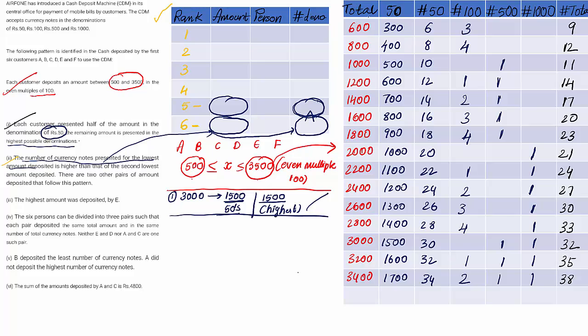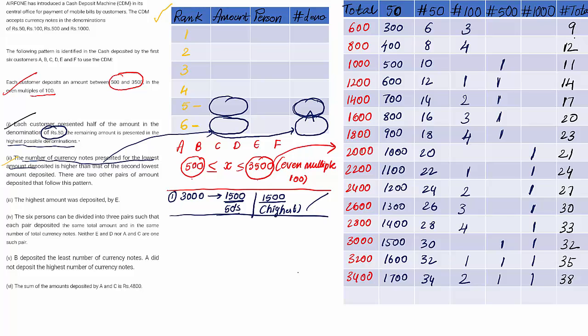This is the table that we have, right? Let's say 600 is the lowest value. If 600 is the lowest value, what is the total number of denominations we have? It is 9. If it is 800, it is 12. I just need a scenario where the amount is increasing and the denominations are decreasing. So this is not the case.